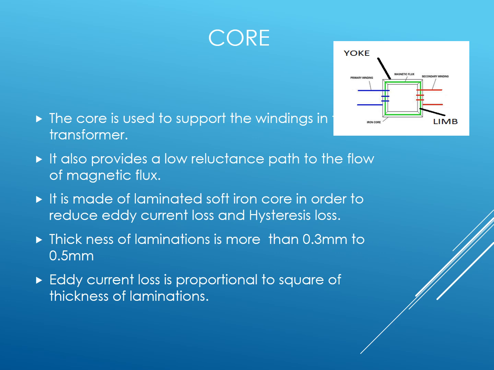Actually, this depends upon the thickness of the laminations. The thickness of laminations should be from 0.3 mm to 0.5 mm. The reason is eddy current loss is proportional to the square of the thickness. If thickness is small, eddy current loss is small. But if thickness is too small, it will be mechanically weak. So we have to select the thickness in such a way that it varies from 0.3 mm to 0.5 mm for proper mutual induction.